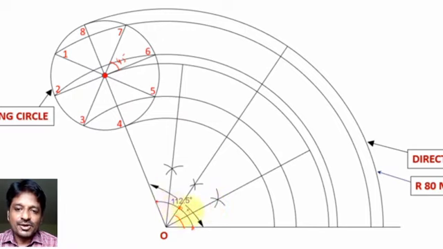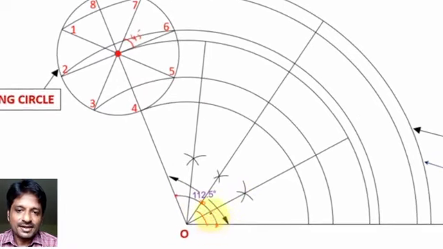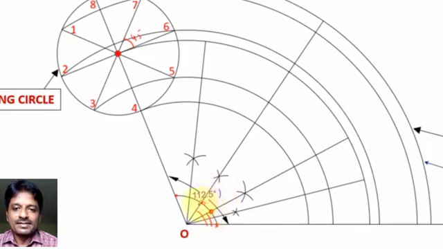Now again take the small arc over here, compass more than the half arc over here, and with the center and arc over here. Now join with O over here, and this compass over here and mark over here the line.